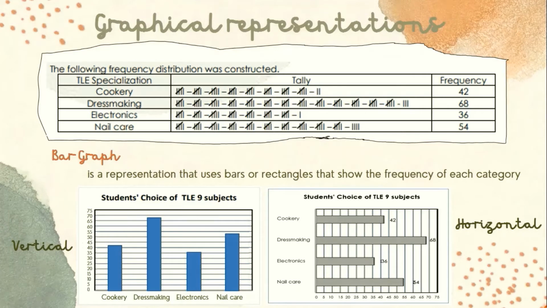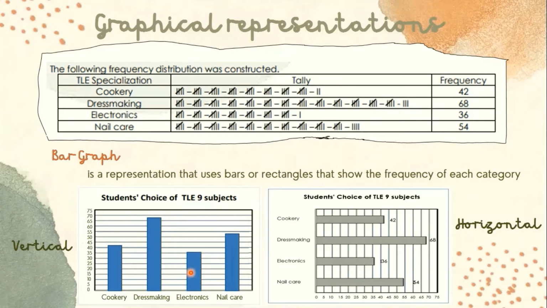Which TLE 9 subject shows you the tallest bar in the graph? Ang tallest bar natin dito ay para sa dressmaking, dahil ang kanyang frequency ay yung pinakamarami, which is 68. Ang total opposite ng dressmaking naman ay electronics. Ito yung ating shortest bar in the bar graph dahil ang kanyang frequency ay yung least, which is 36 only.